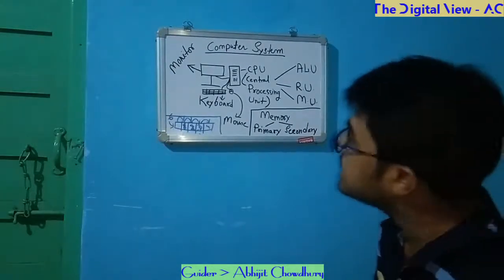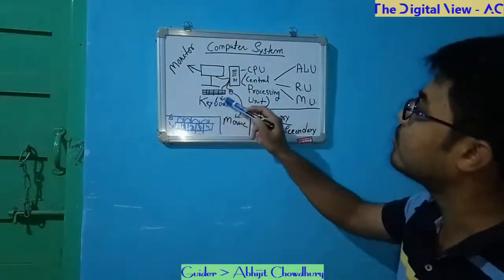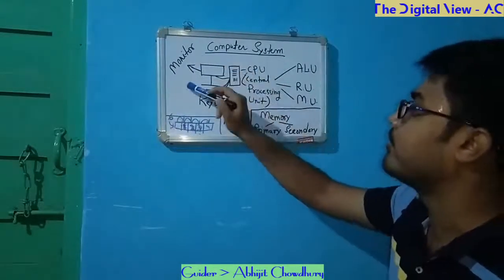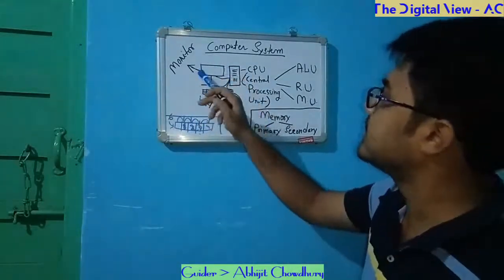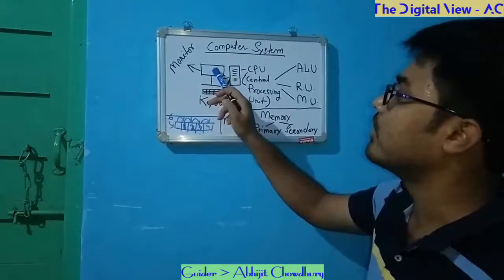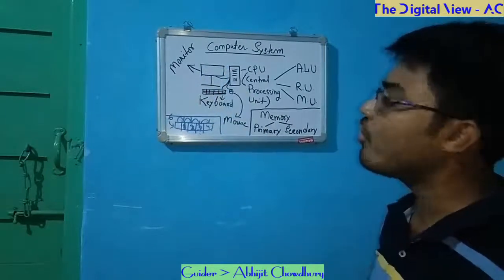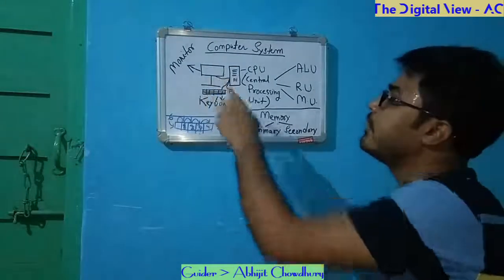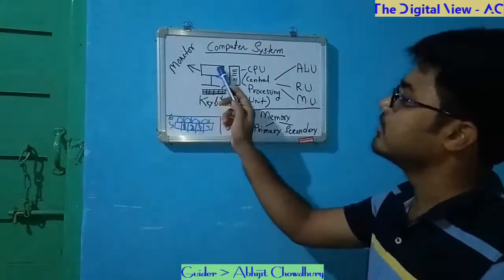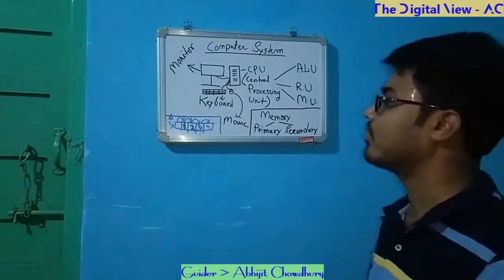Okay. So the next point is the structure of a total computer system. For the computer, this is known as the monitor. That means this is the display of the computer. All performed operations are displayed here. This display device is known as the monitor.